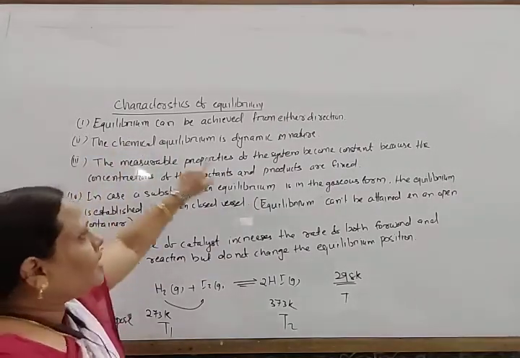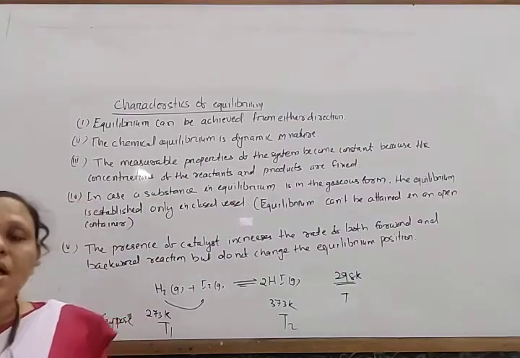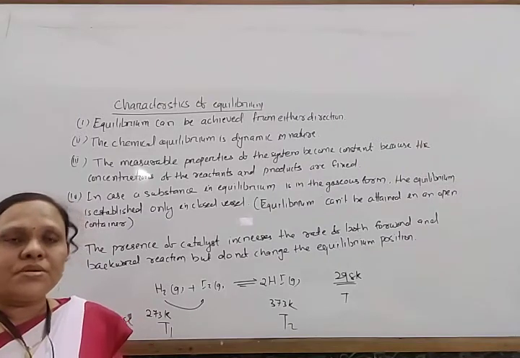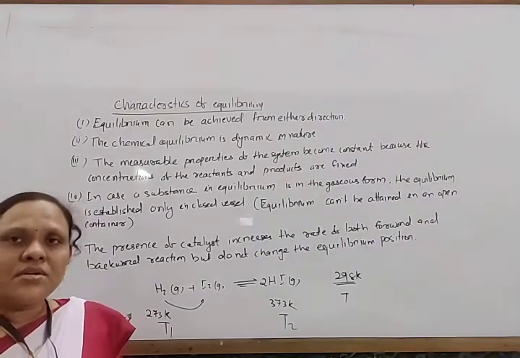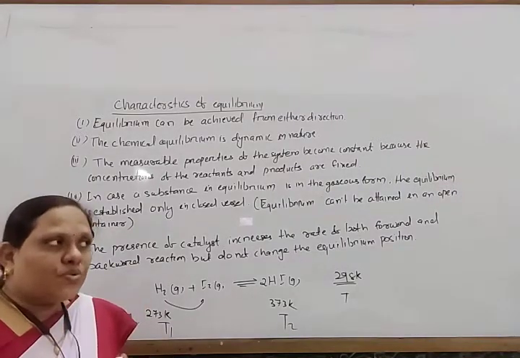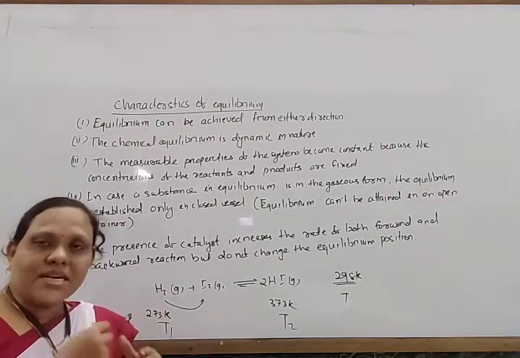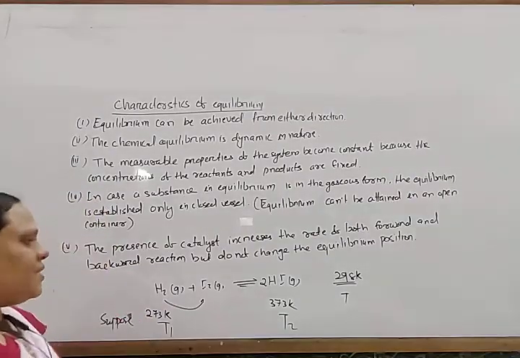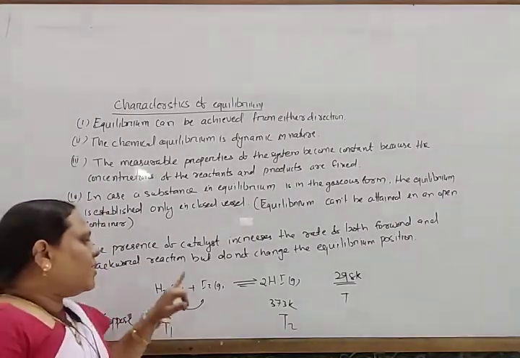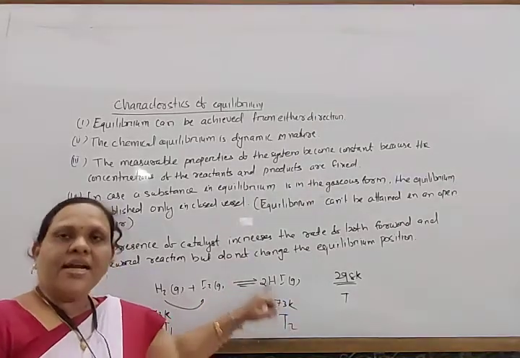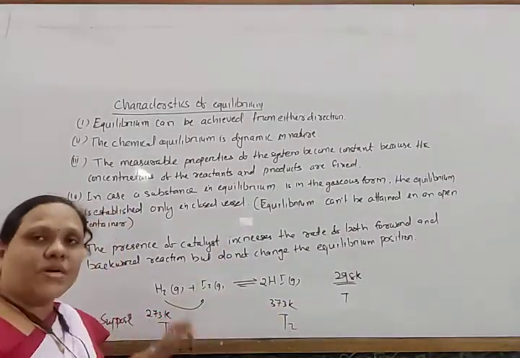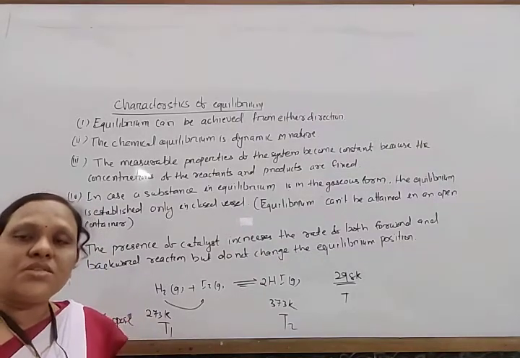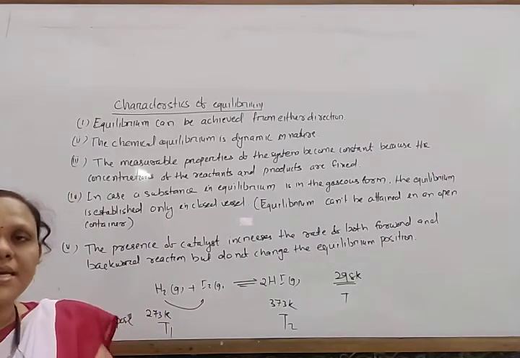Next, chemical equilibrium is dynamic in nature. The dynamic nature means that at the equilibrium condition, both reactions take place. But it seems that no reaction takes place. Actually, both reactions take place at the same rate. For example, at equilibrium, H2 and I2 react to give HI and HI also reacts to give H2 and I2. There is no stop, no cessation of the reaction. The reaction is not static, it is dynamic in nature.